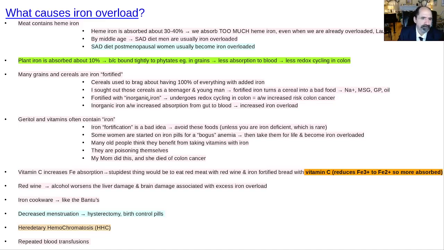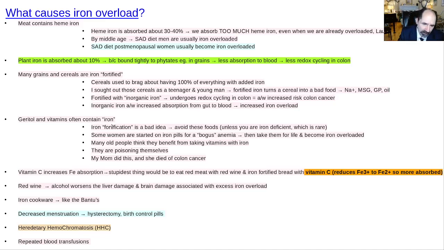Yeah, you don't want these things fortified with inorganic iron, not carbon-bound iron, because they're thought to increase your risk of colon cancer. All that iron going into your colon, redox cycling, generating free radicals, potentially causing lipid peroxidation of your colon lining cells. Not good. Watch out for these vitamins and these iron supplement things like Geritol. Iron's bad. You don't want more iron.